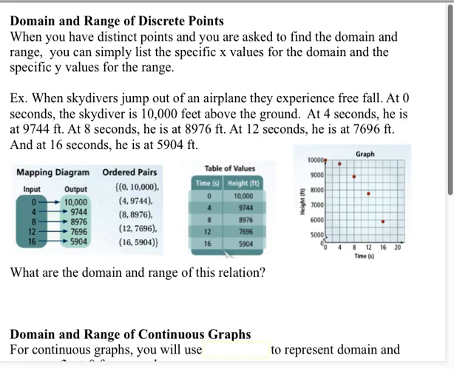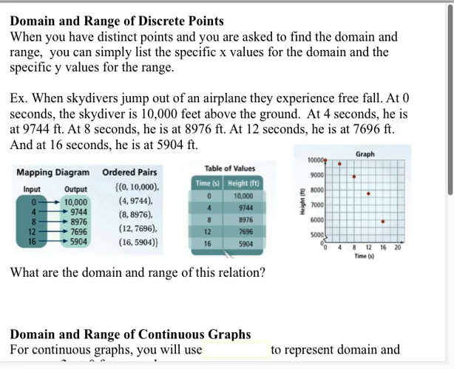So we have an example. When skydivers jump out of an airplane, they experience free fall. At 0 seconds, the skydiver is 10,000 feet above the ground. So we're going to say that's where the skydiver is starting from, okay? After 4 seconds, he's at 9,744 feet. Then at 8 seconds, it's at 8,979. And at 12 seconds, he is at 7,696 feet. Finally, 16 seconds, he is at 5,904 feet.